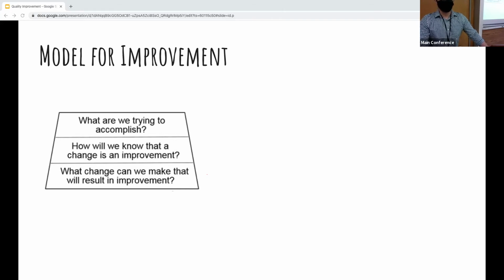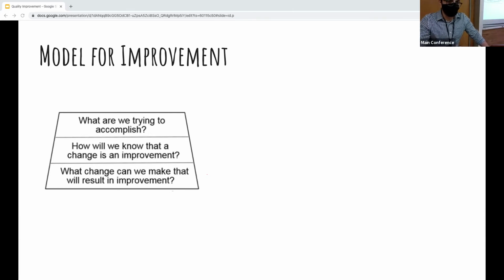The first one is, what are we trying to accomplish? By answering this question, you're going to create an aim statement, like we mentioned before. It's a specific statement that says you're going to achieve an improvement in one specific metric, over a specific magnitude, over a specific amount of time. So for example, we might want to decrease ED length of stay by 1 hour over the next 6 months.